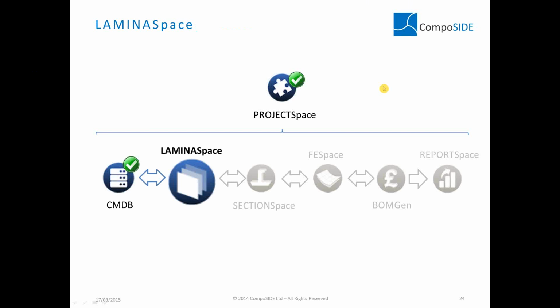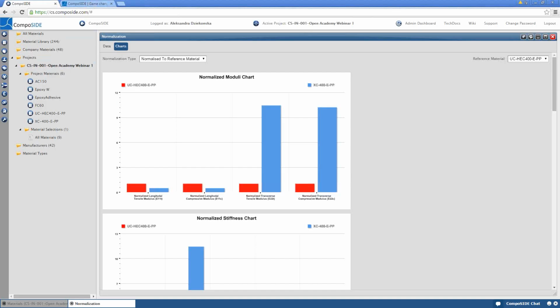So we've completed the CMDB step, which allowed us to create and prepare materials. There are more advanced functionalities in CMDB, but we want to really show you the workflow. Remaining parts of it, you can watch our tutorials to learn more what you can do in our CMDB module. Okay, so now I'm going to jump into Lamina space to design a simple laminate, which I will use.